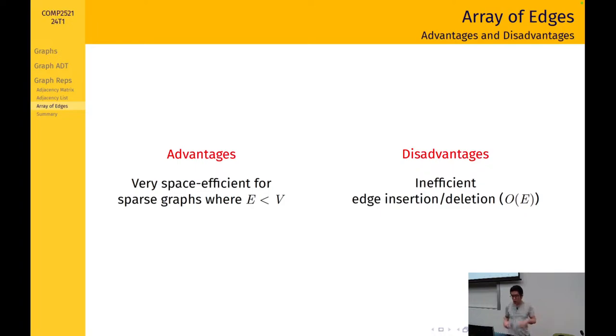What's the main disadvantage? The main disadvantage is inserting or deleting an edge is going to be inefficient, because of what I mentioned earlier. So you need to either shift the array if the array is ordered, or you need to perform a linear search if the array is unordered. So big O of E.